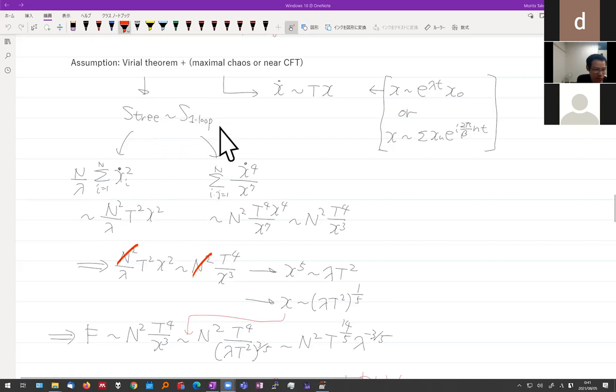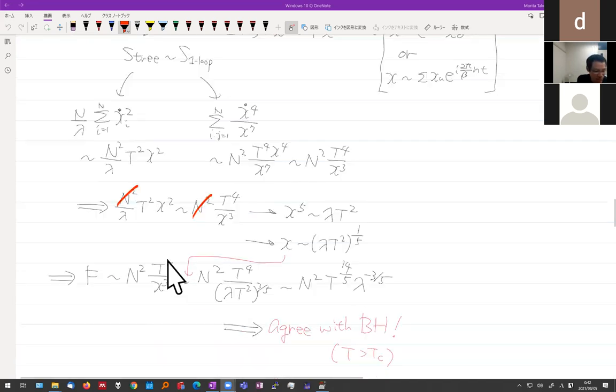And similarly, we can estimate this one-loop term. Here we have the summation over n, which provides n squared. Also this x to the fourth and x to the seventh can be estimated something like this, and then it behaves something like this. Then the BFSS theorem predicts that this factor and this factor would be balanced. We obtain this kind of equation, and then we obtain this result. So the theorem predicts that x scales something like this, and then these two terms are comparable.